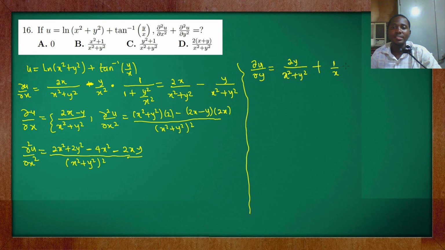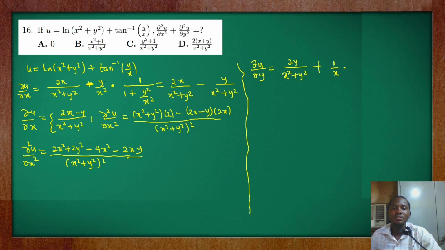That will be 1 over x. Then times, like your normal chain rule, you need to differentiate arctan of y over x with respect to y over x. That means I'm going to have this to be 1 over 1 plus (y over x) all squared. I hope that is pretty much clear.